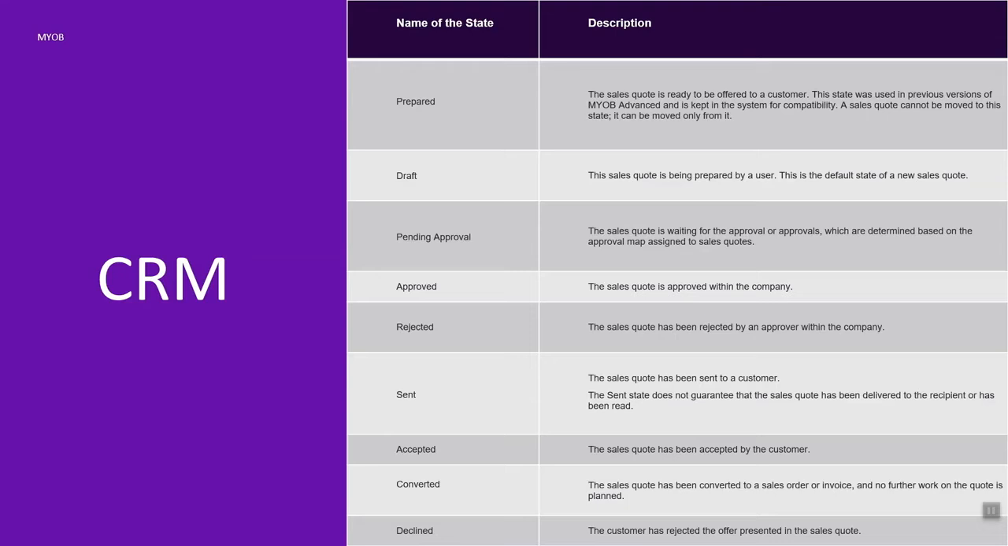Accepted. The sales quote has been accepted by the customer. Converted. The sales quote has been converted into a sales order or sales order invoice. Declined. The customer has rejected the offer presented on the sales quote.